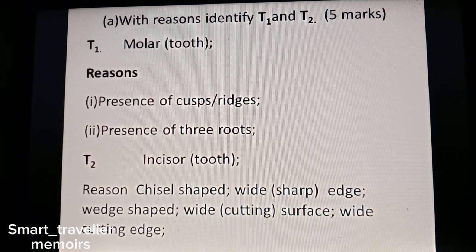Molar tooth. Reasons, presence of cusps or ridges, you can say either, and then presence of 3 roots. T2 is incisor, chisel-shaped, wide sharp edge, wide wedge-shaped, wide cutting surface, wide cutting edge. All those were possible answers.